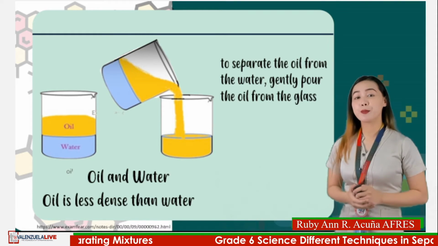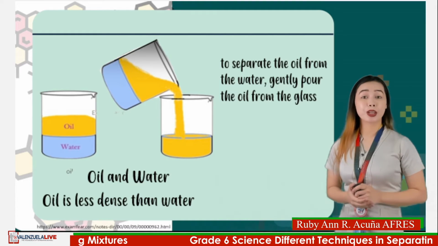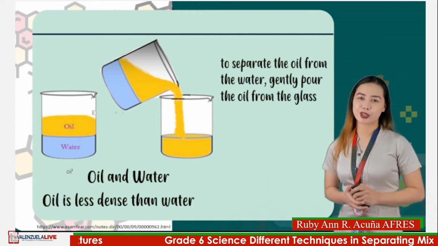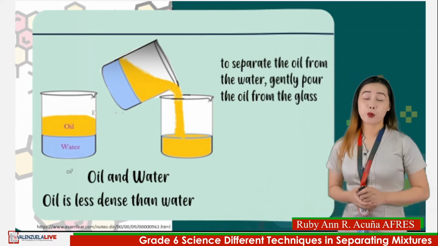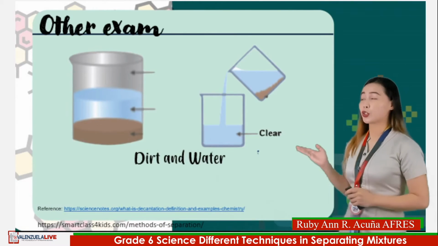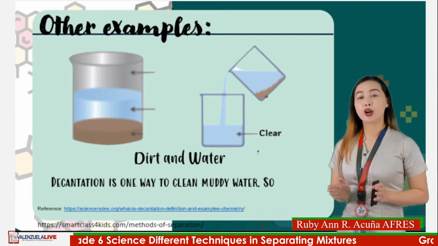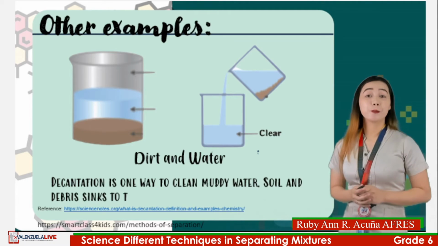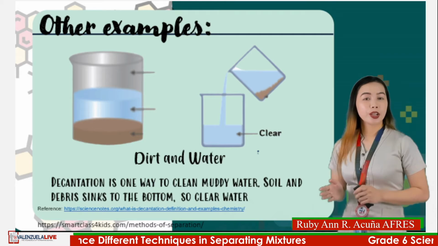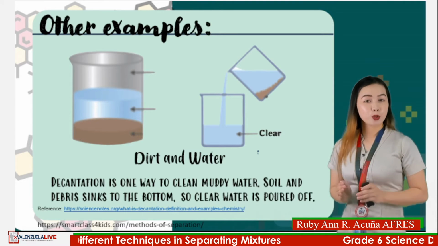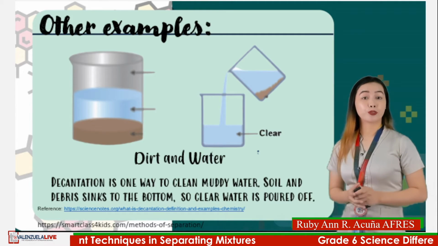And here are examples of mixtures that can be separated using decantation. We have here dirt and water. Decantation is one way to clean muddy water. Soil and debris sinks to the bottom so clear water is poured off.